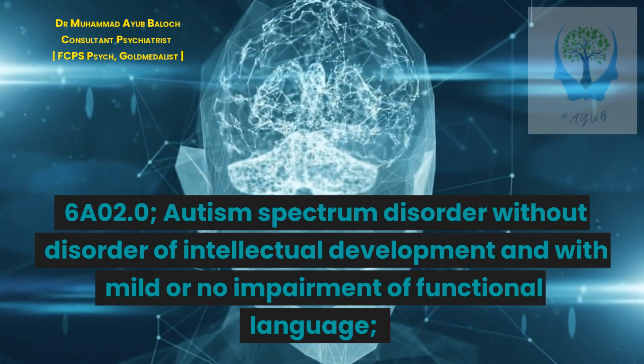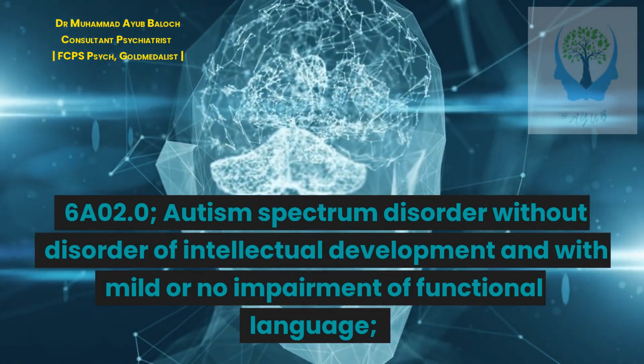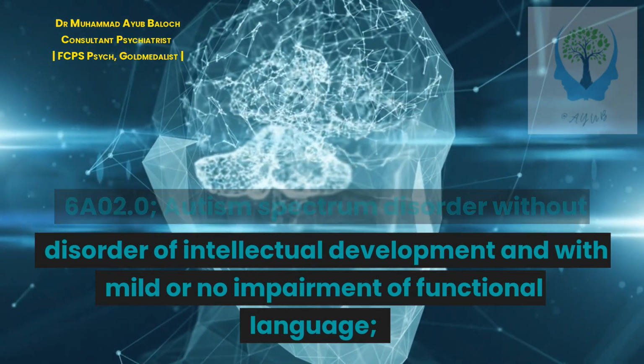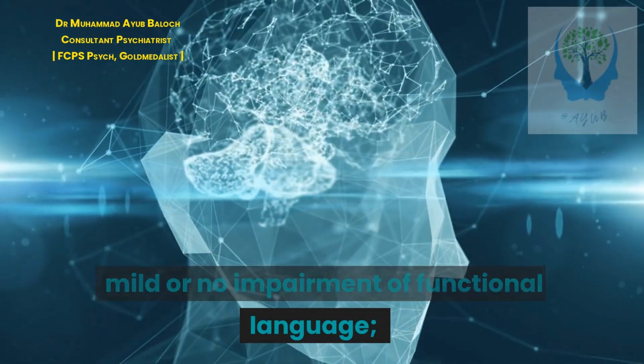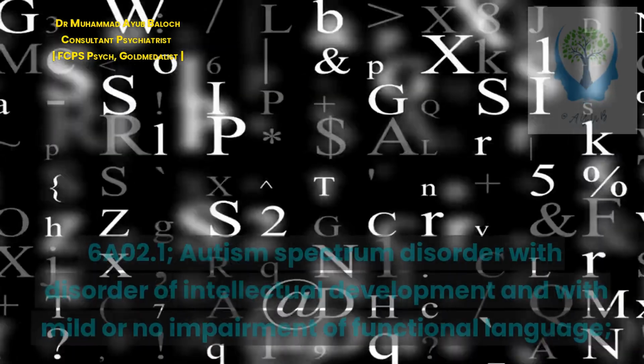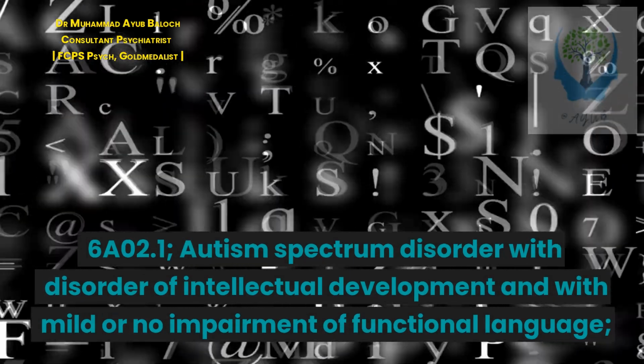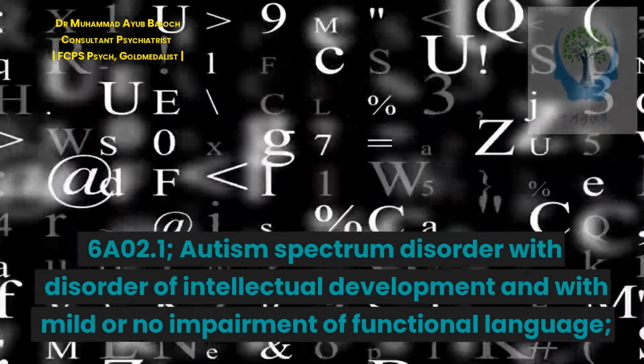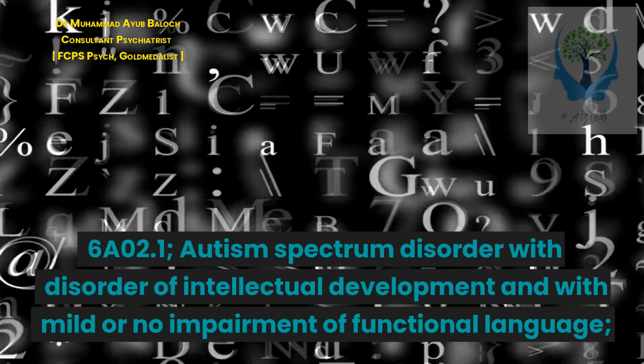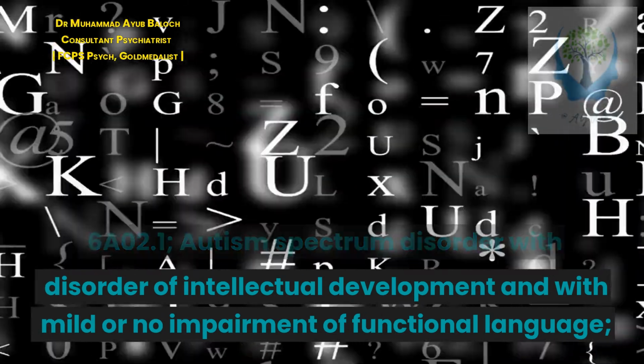6A02.0 Autism spectrum disorder without disorder of intellectual development and with mild or no impairment of functional language. 6A02.1 Autism spectrum disorder with disorder of intellectual development and with mild or no impairment of functional language.